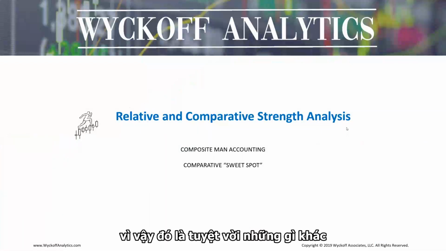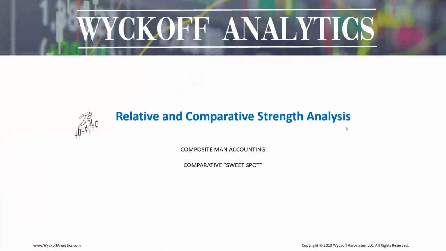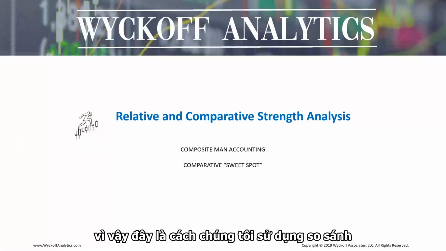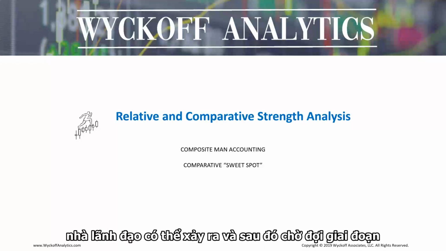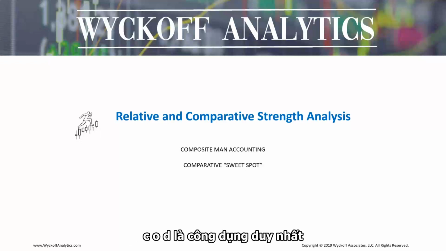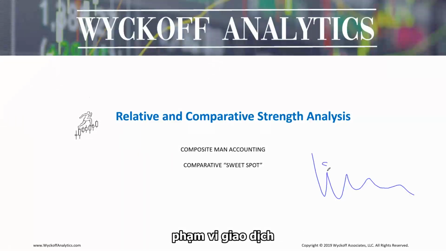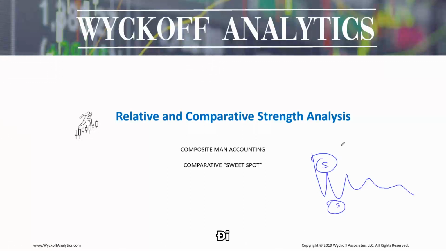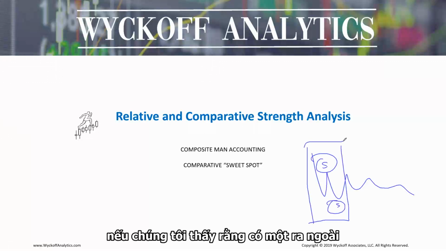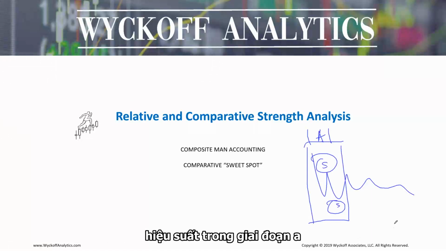What else? Okay, Philip is asking, so this is how we use the comparative analysis in practice. We identify the probable leader and then wait for phase C or D. Is that the only use? Well, yeah, definitely. We are in the trading range. There is not a lot of use for us right away if we see that there is an outperformance in phase A.